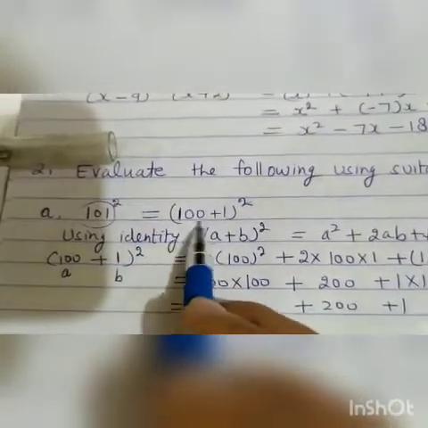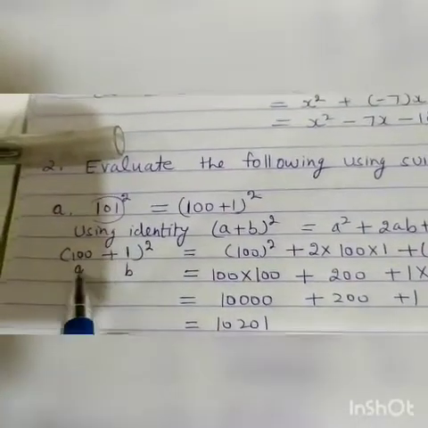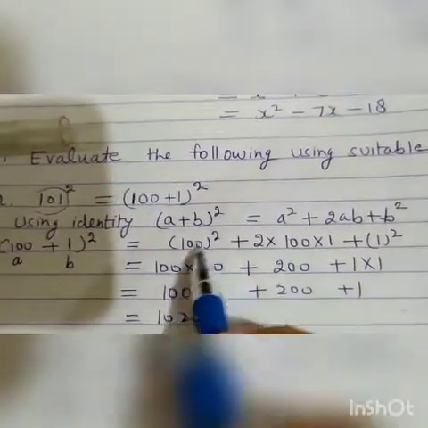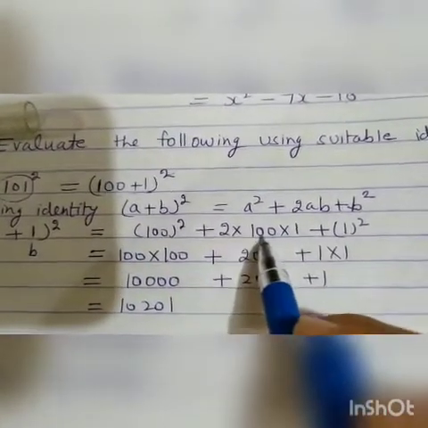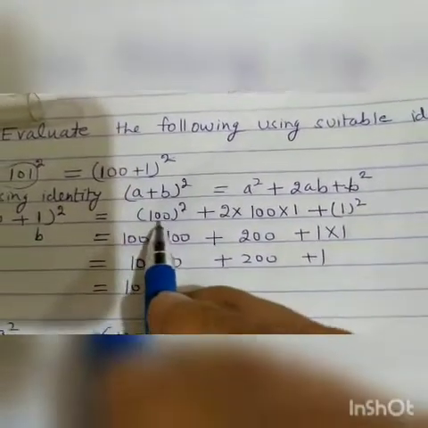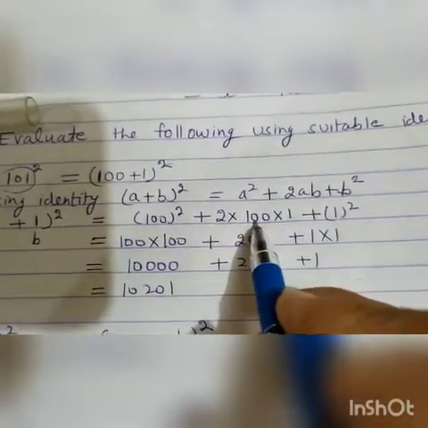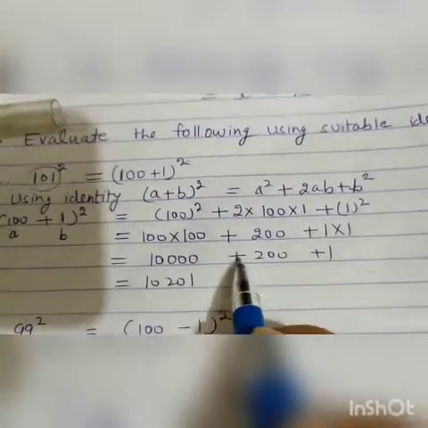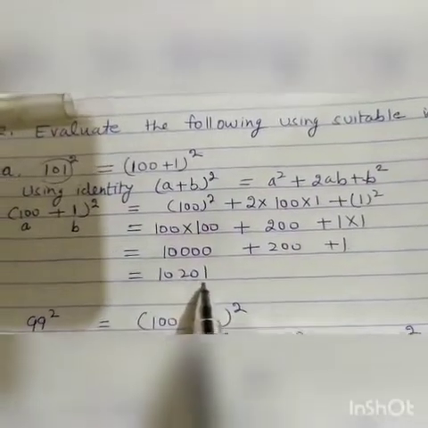Now we will write this one, not this one. (100 + 1)². So this is the value of a and this is the value of b. So a square means 100 square, plus 2ab means plus 2 multiplied by a, a means 100, b means 1, plus b square means 1 square. 100 square means 100 multiplied by 100, 10,000, plus 2 times 100 is 200, plus 1 multiplied by 1. When we add these three numbers, we get 10,201.